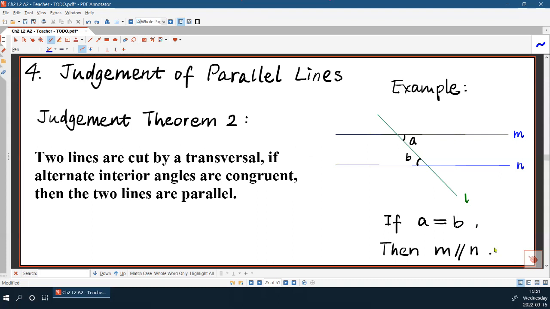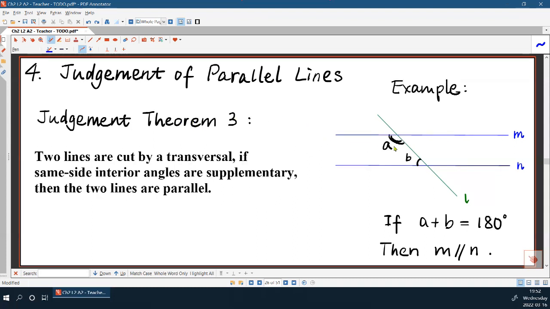And probably you can guess the third judgment theorem, right? The third judgment theorem relates to the same side interior angles, which states that if two lines are cut by a transversal and the same side interior angles are supplementary, then the two lines are parallel. For example, in this figure, line M and line N are cut by line L. A and B are same side interior angles, right? If A plus B equals 180, then we have line M parallel to line N.